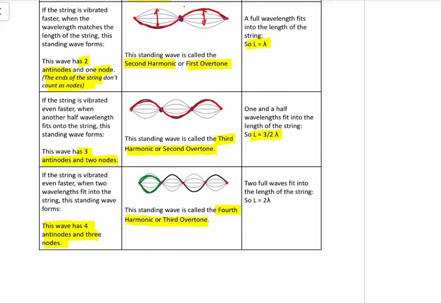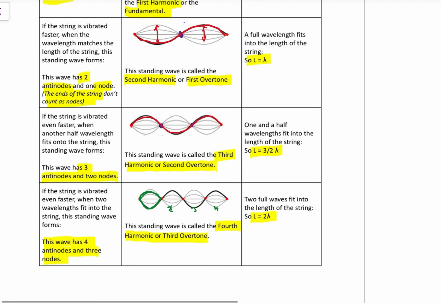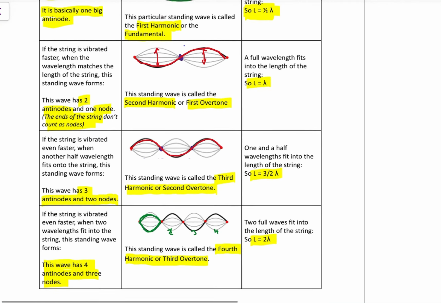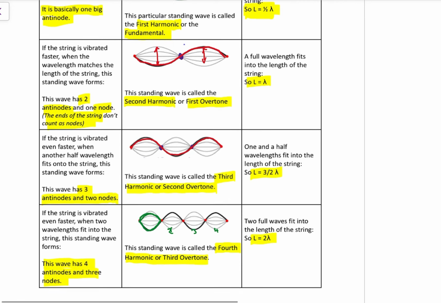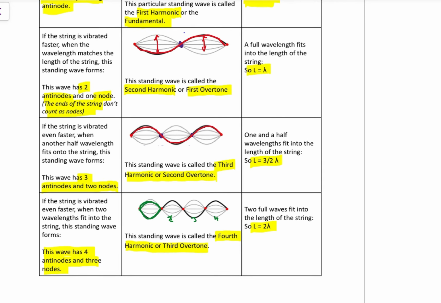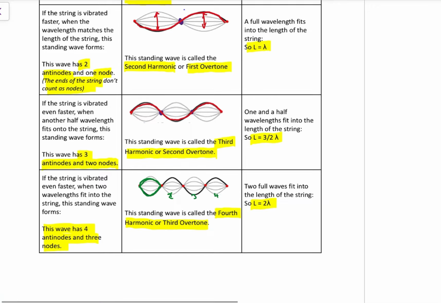So this standing wave has 1, 2, 3, 4 football shapes. Each football shape is half a wavelength, so 4 halves means there's 2 full wavelengths in that standing wave. That may sound a little bit weird and coming at you fast and out of left field, but it's not as crazy as it sounds. You don't have to memorize this chart, but there is a little trick to help us get through it.